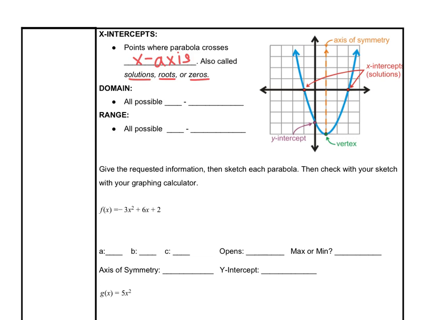And then reviewing what we talked about first semester, we know that the domain is all the possible x values, and range is all the possible y values. When we look at domain, we want to usually look from left to right. When we're looking at range, we want to look lowest to highest.